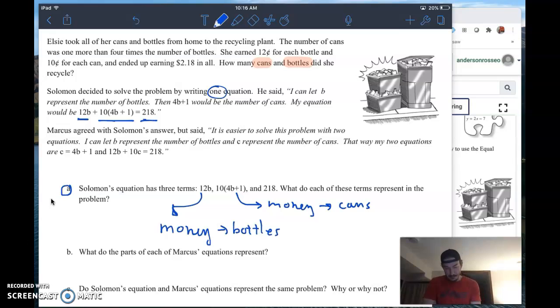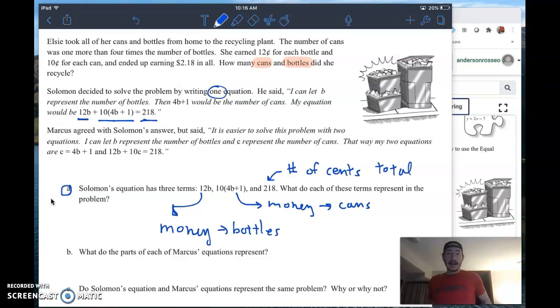So we've got the rate, 10 cents per can, multiplied by the number of cans. That's going to give us the money she makes from cans. And then this piece right here, this 218, this is the number of cents total. Typically we'd write that as $2.18, and of course $2.18 is the exact same thing as 218 cents. So being clear about what each one of those terms are is kind of important.